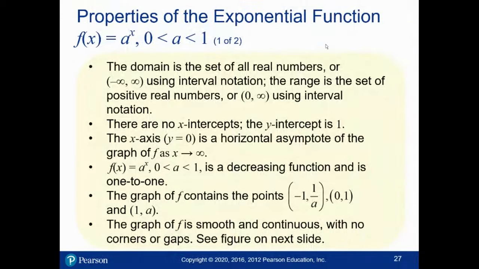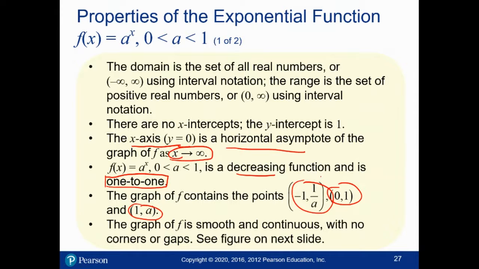Okay, so that's given in this chart here. The domain is all numbers, the range is still all positive numbers. There are still no x-intercepts, the y-intercept is still 1. The x-axis, or y equals 0, is still a horizontal asymptote, it's just in the positive x direction. And now I have a decreasing function that does mean it is 1 to 1, which does mean something special coming up later. It still contains the same points, negative 1, 1 over a, and 0, 1.